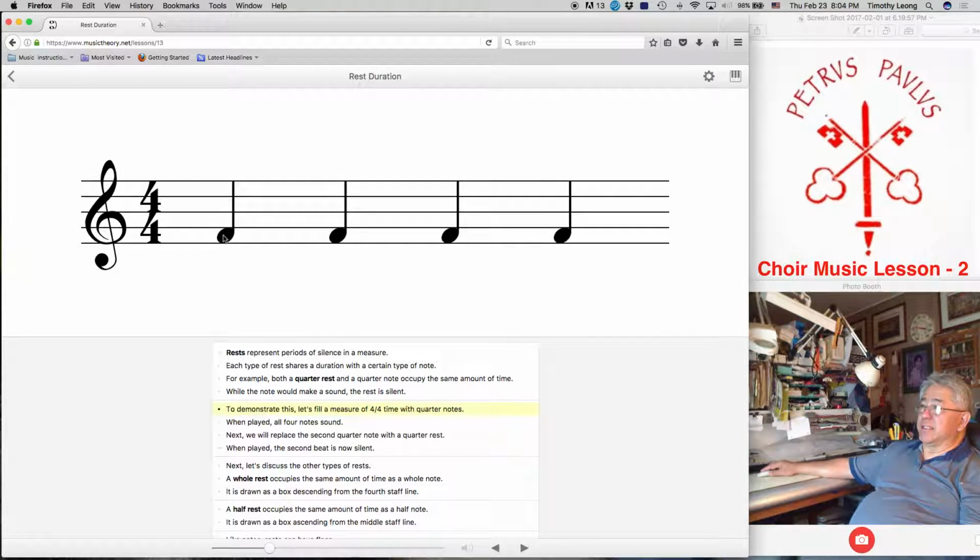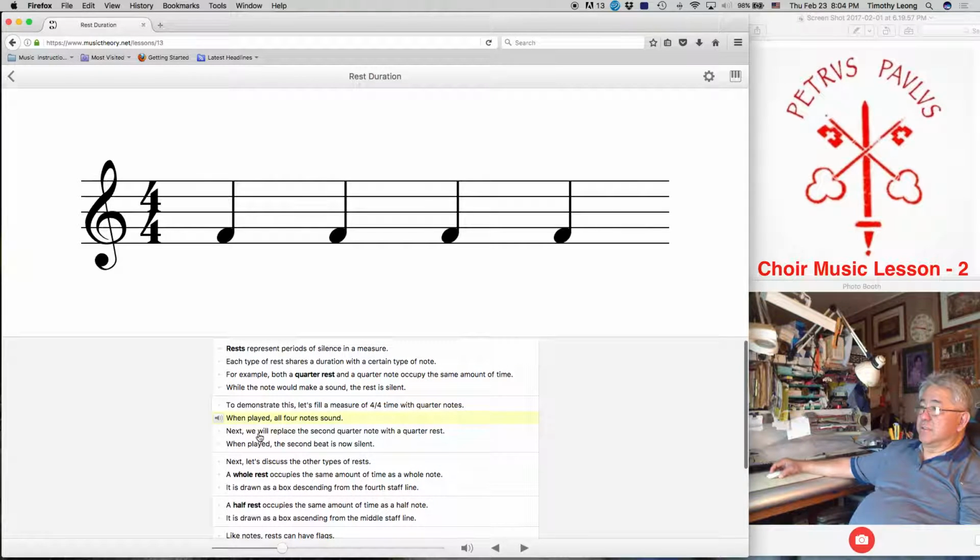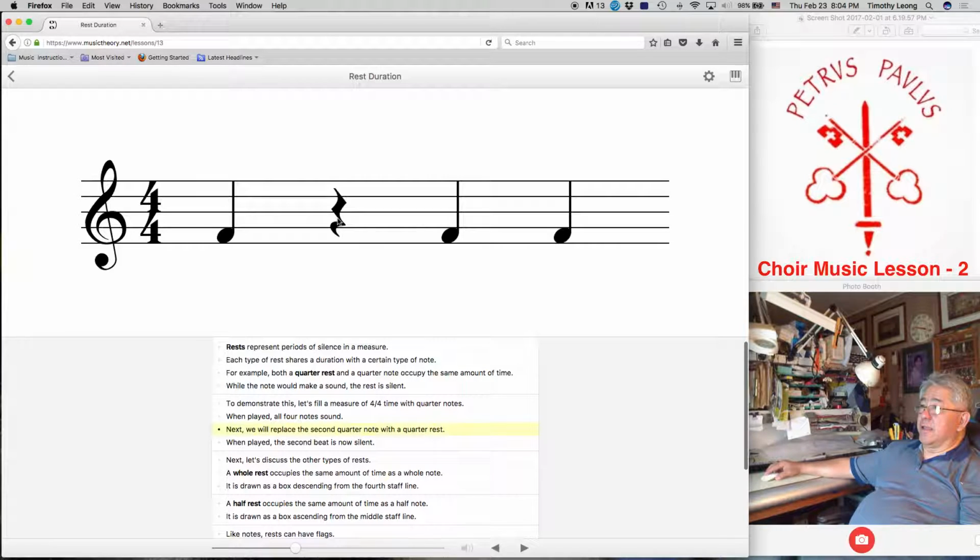You're singing this note, this F, right? That's a G. So you go 1 space under, that's F. So that's 4 beats of F. F, F, F. When you played, all 4 notes sound. Next, we'll replace the second with a rest. So let's see what that would sound like.